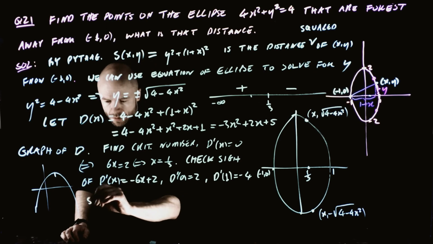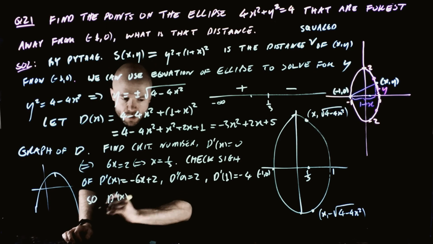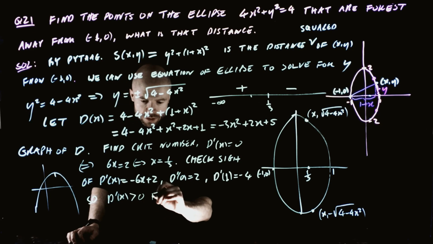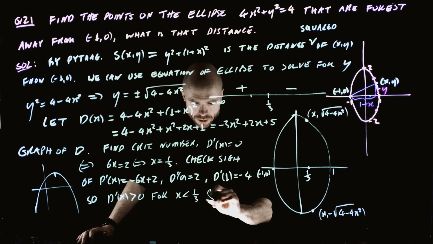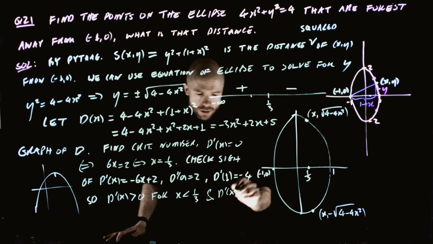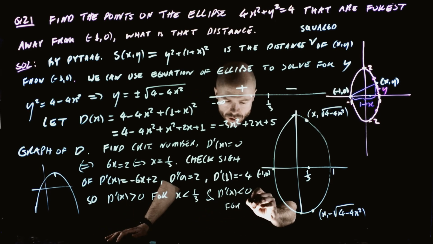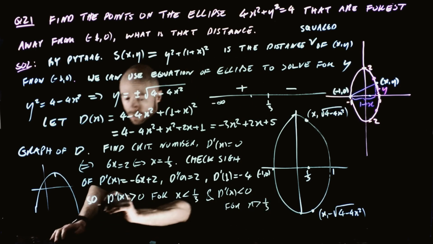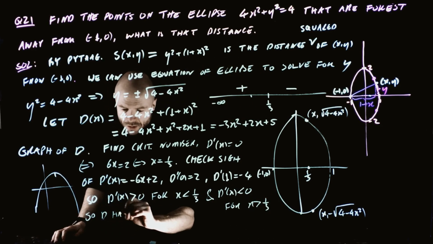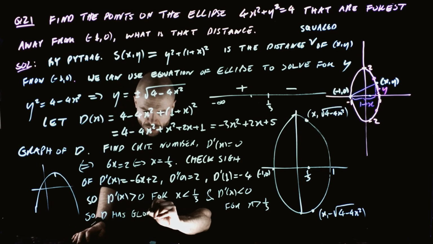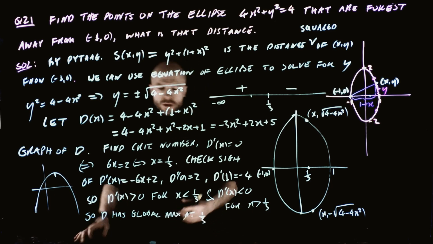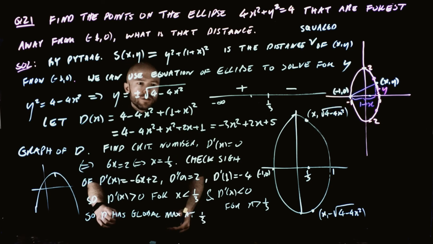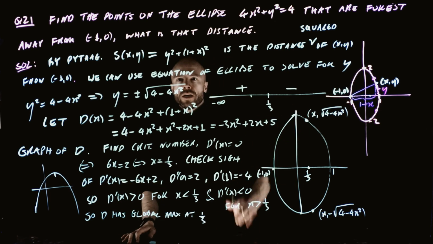So D prime of x is bigger than 0 for x which is less than 1 over 3, and D prime of x is less than 0 for x which is bigger than 1 over 3. So D has a global maximum at 1 over 3. This is the global version of the first derivative test. Cool. So we have now justified that the global maximum occurs when x is a third.